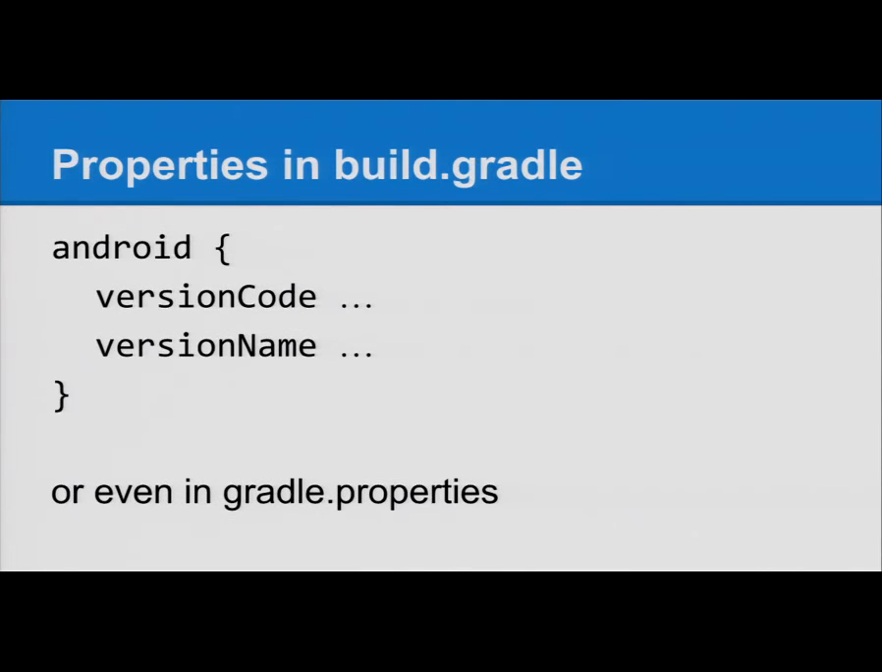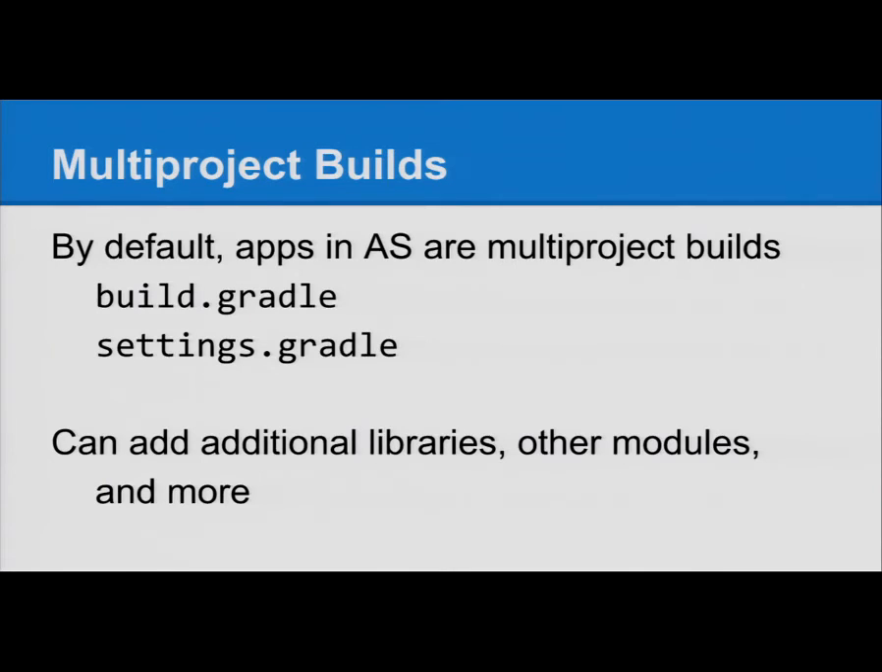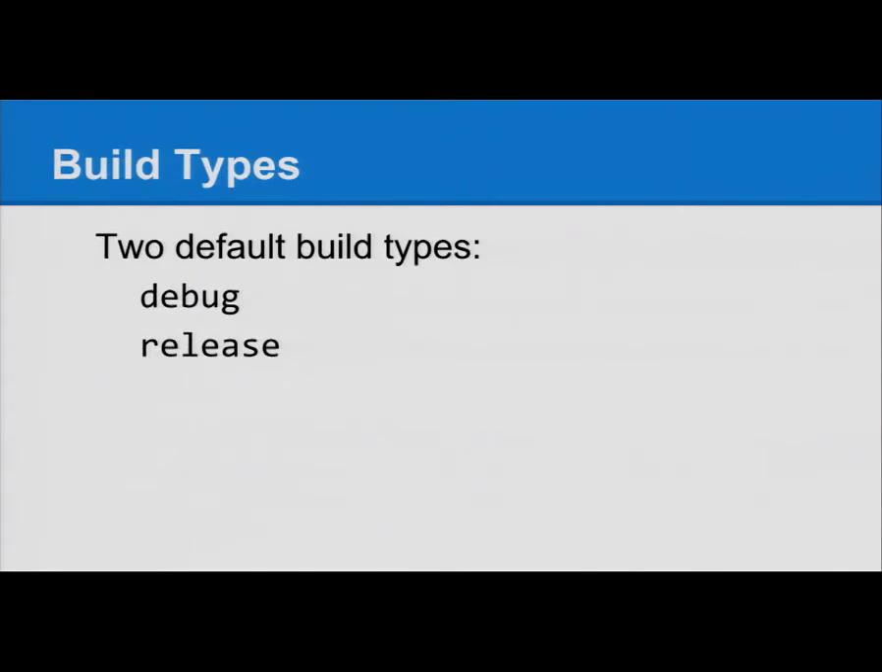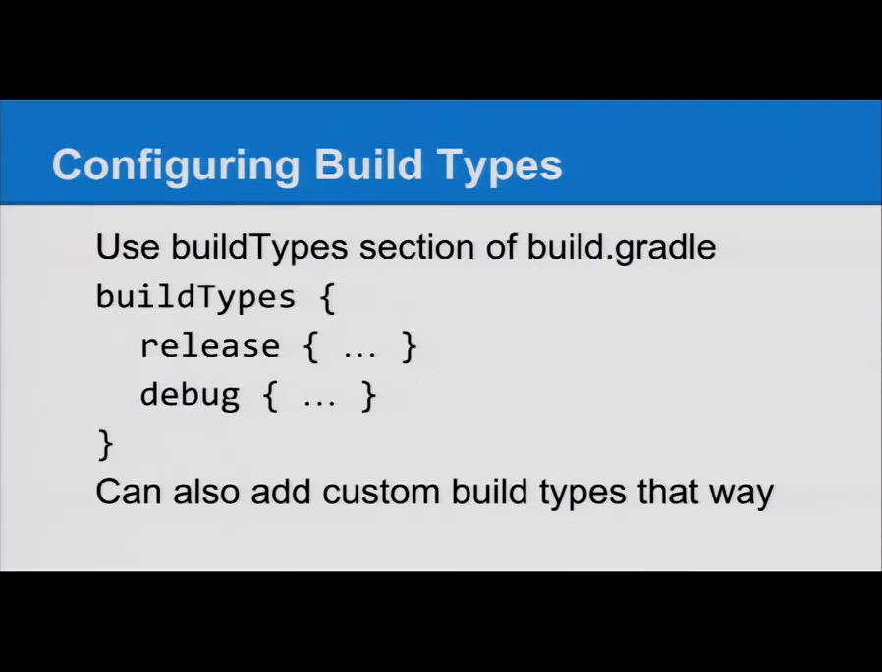We specify version code and name. We have our multi-project build with the build.gradle and the settings. We have a debug and release build. They both go in the build types, and you could modify it.